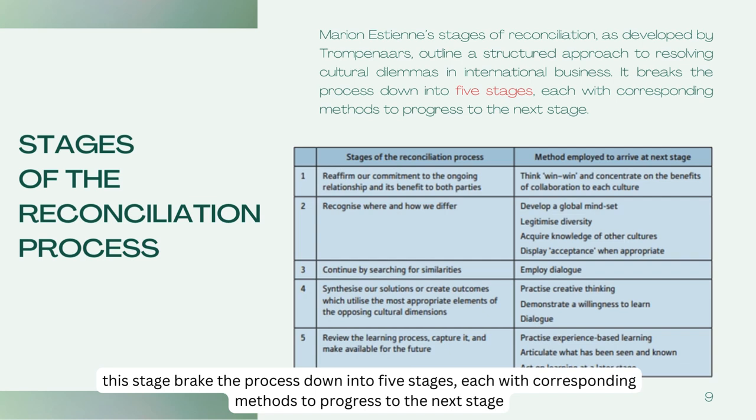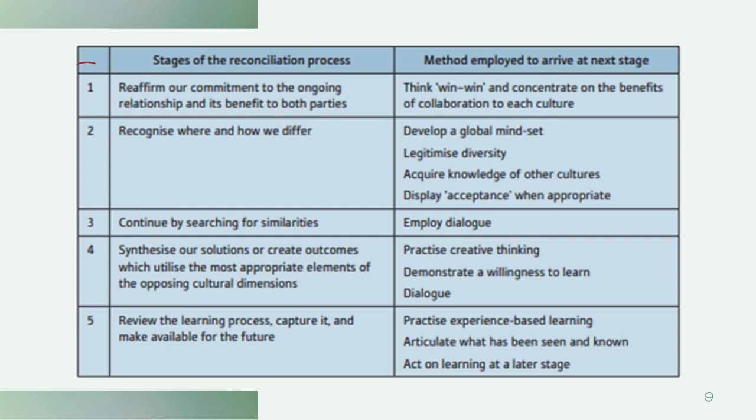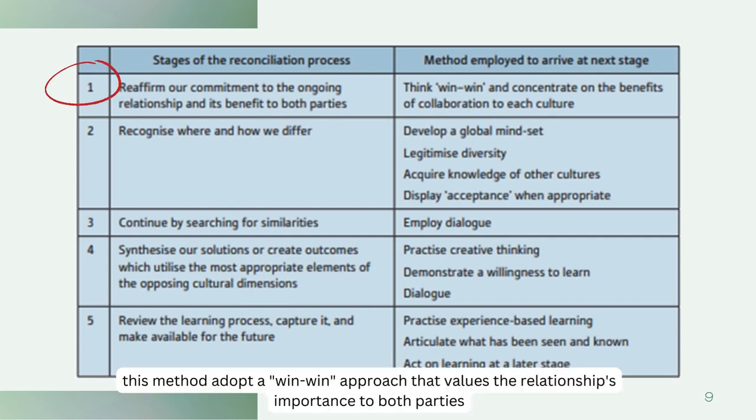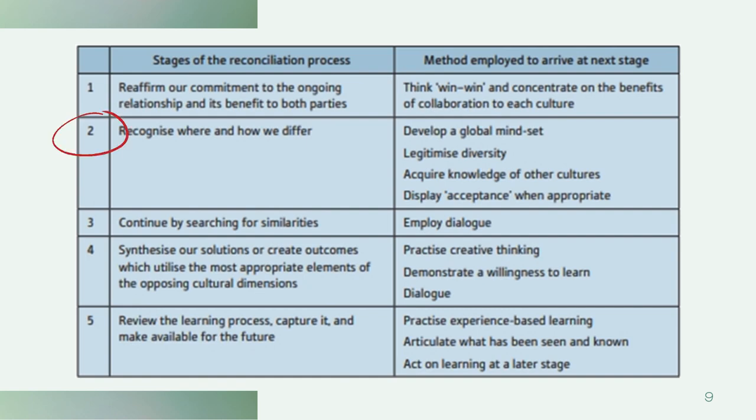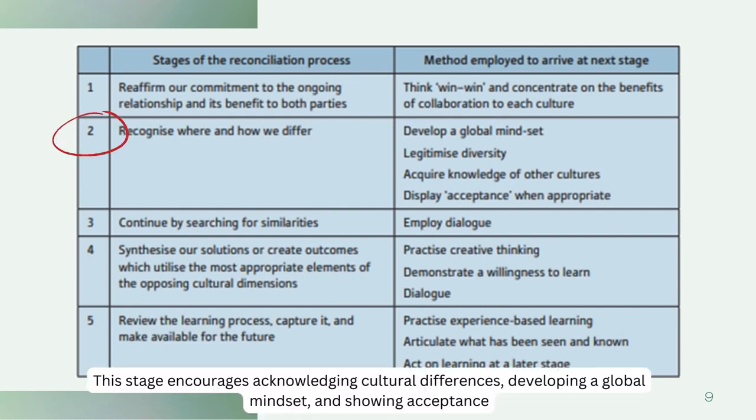So these are the stages of the reconciliation process. This breaks the process down into 5 stages, each with a corresponding method to progress to the next stage. First is reaffirm commitment to the relationship. This method is to adopt a win-win approach that values the relationship's importance to both parties. The next stage is recognize differences. This stage encourages acknowledging cultural differences, developing a global mindset, and showing acceptance.